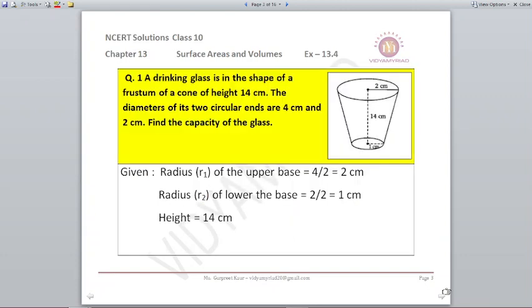Question number 1. A drinking glass is in the shape of a frustum of a cone of height 14 cm. Now height is given to us. The diameters of its circular ends are 4 cm and 2 cm. Find the capacity of the glass.